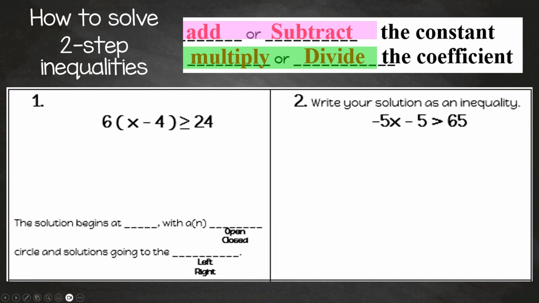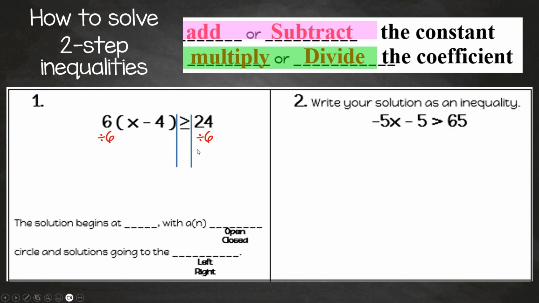And let's remember, when we are solving a two-step inequality, one of the steps is going to be to add or subtract the constant. An example of a constant is the -5 here in this equation, or the -4 here in this equation. One of the other steps will be to multiply or divide by the coefficient. An example of that is -5. The coefficient in this equation is actually 6. So if we have a coefficient, we multiply or divide by the coefficient. If we have a constant, we add or subtract to remove the constant.